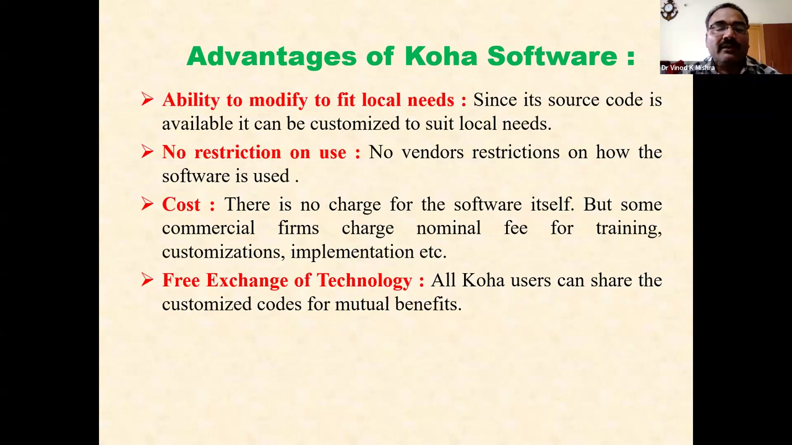Unlimited users can access it simultaneously, which is not the case in commercial software. Vendors restrict or charge on the basis of the number of simultaneous users, OPAC users, or the number of records entered in a module of the system. In Koha, these kinds of restrictions are not there. You can do unlimited activities with the help of open source software.